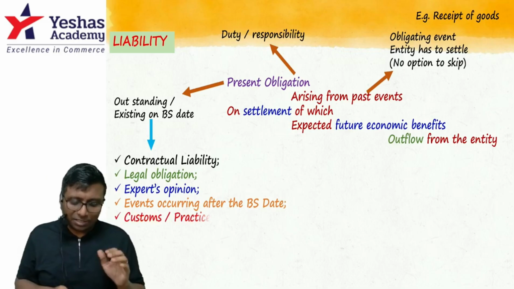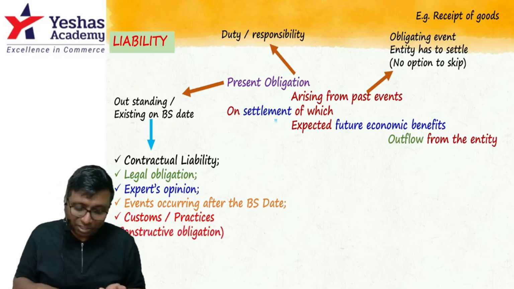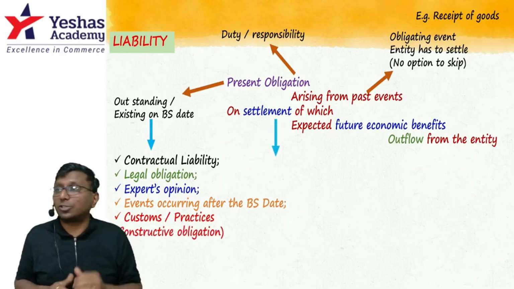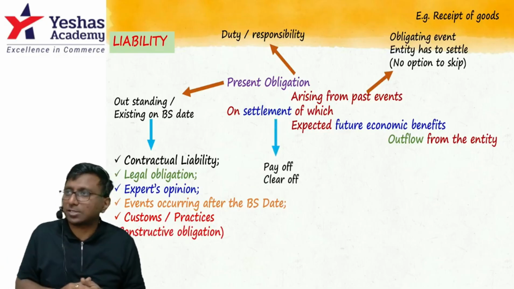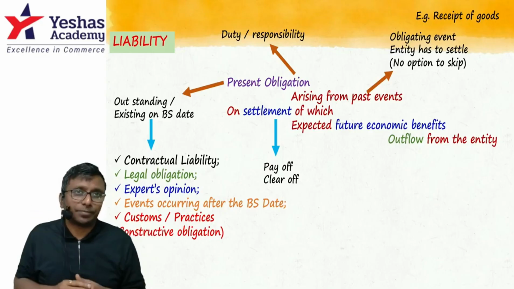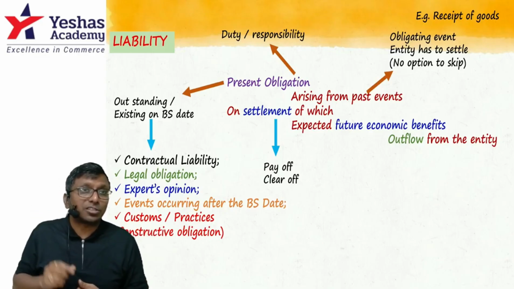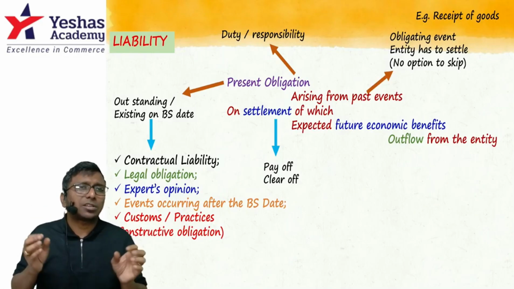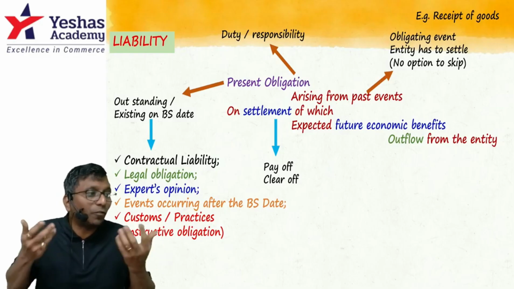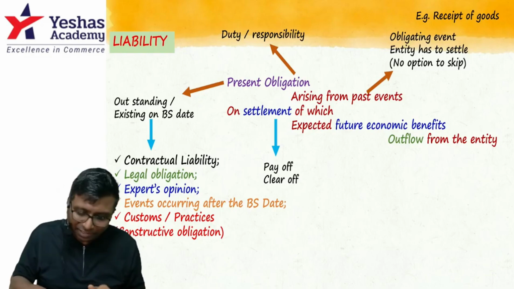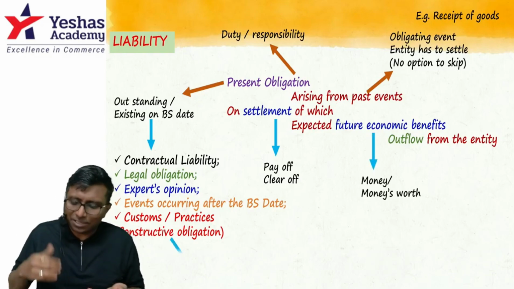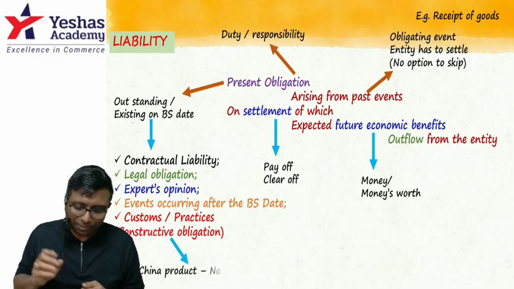And the next one is customs or practice. This is called constructive obligation. This is a new word which will come in a number of places. Remember this word. What is the word? Constructive obligation. Just for understanding, I'm telling you, it means self binding. Self binding means that because of the practice, the obligation arises, even though nothing else forces it.